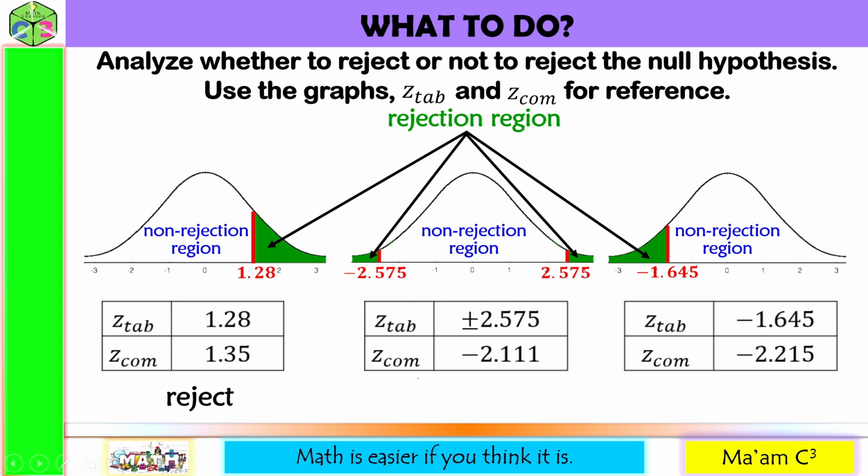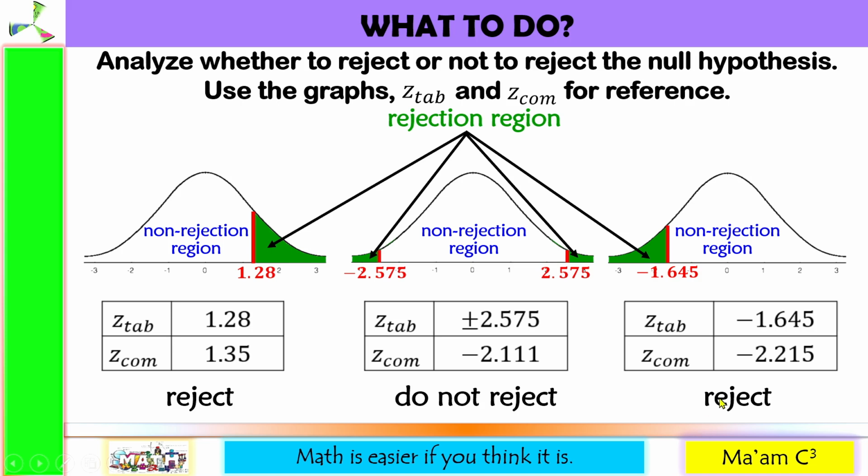2.575, while our computed value is negative 2.111. Negative 2.111 lies to the right of this critical value here, and it falls within the non-rejection region. So our decision is do not reject. Last one, our critical value is negative 1.645, while our computed value is negative 2.215, and it lies to the left of the critical value here. It falls within the rejection region, so our decision is to reject.